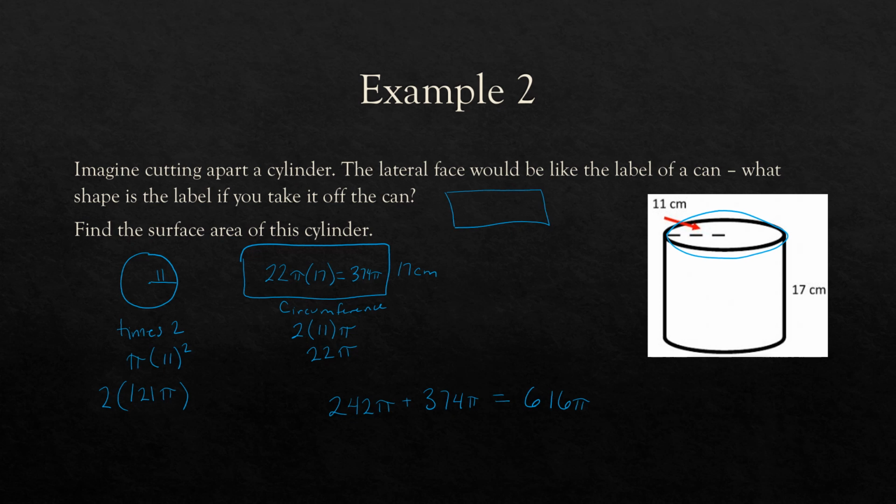And then we go back and add our units, centimeters squared. I chose to leave it in terms of pi. That's the more accurate answer. As long as it doesn't get too complicated, you can leave it that way. If you prefer a decimal answer, then you could multiply 616 times 3.14.